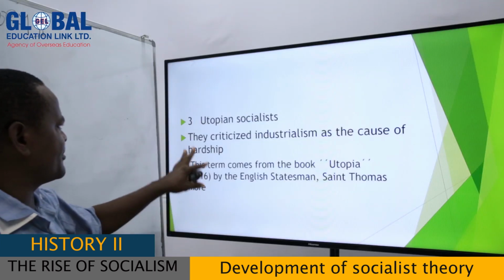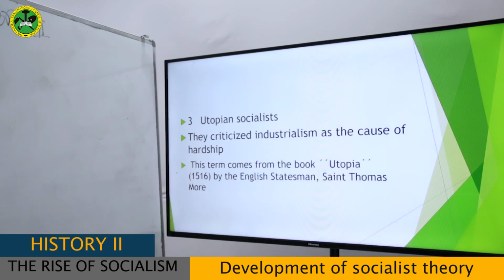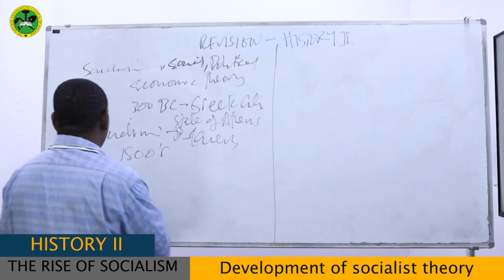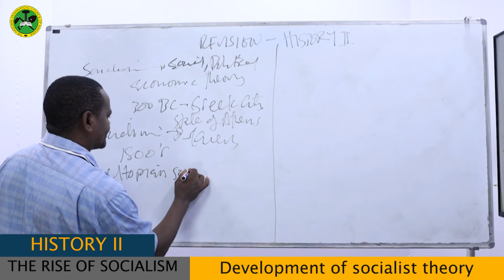The third area where we trace the beginning of socialist theory is utopian socialism. This is another area, utopian socialism.